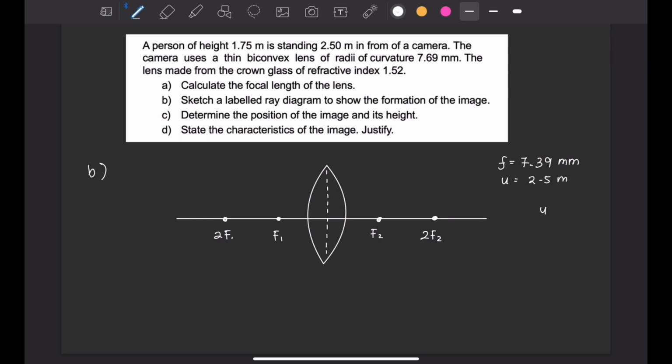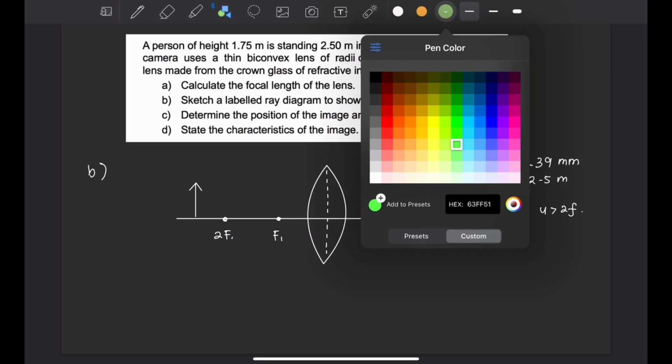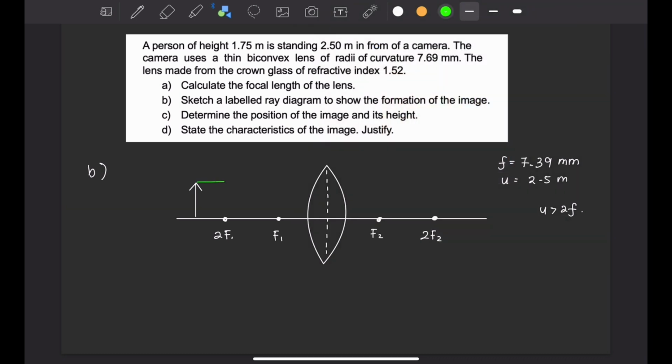That means our U is greater than 2F. Okay, so our object must be greater than 2F. Put it here. And then our first ray goes straight and then converges at F2. And then our second ray goes straight to the center of the lens. Okay, so this is the second, and two rays are enough to get an image. So the intersecting lines is our image. Well, that's it.